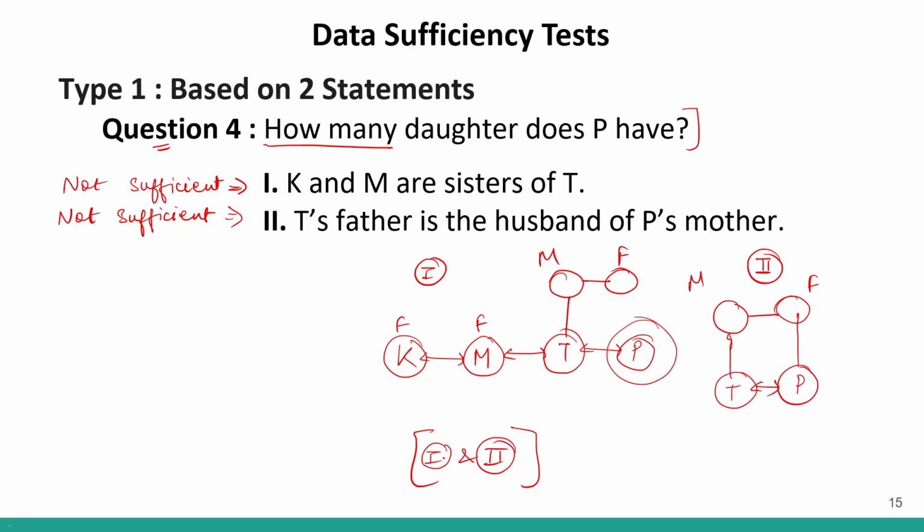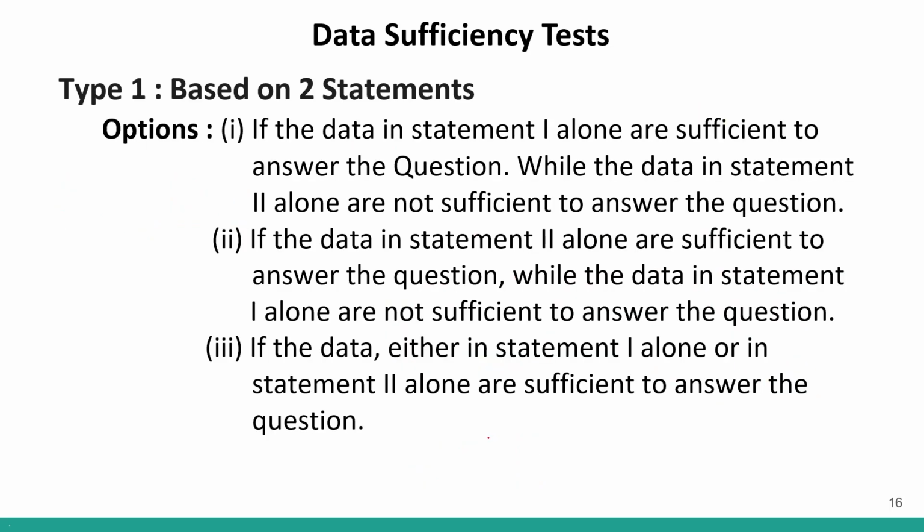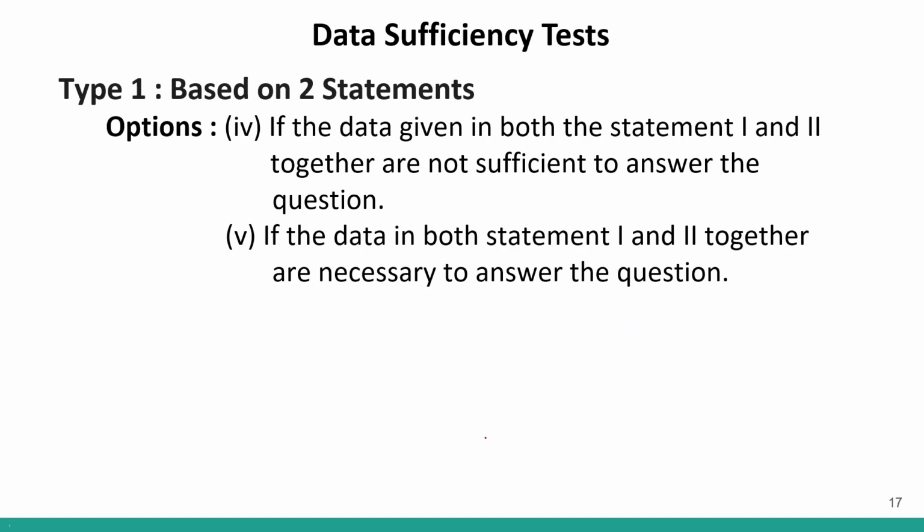So my option will be that even both statements 1 and 2 together are not sufficient to answer the question. So if I look at the options, I can say that option number 4, that the data given in both statements 1 and 2 together are not sufficient to answer the question, will be the correct answer. Clear?